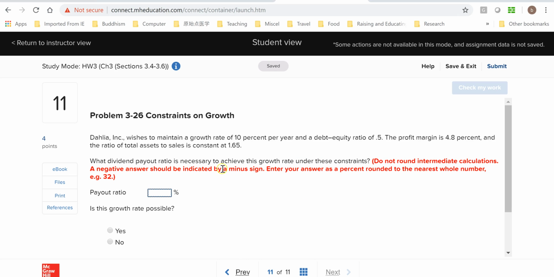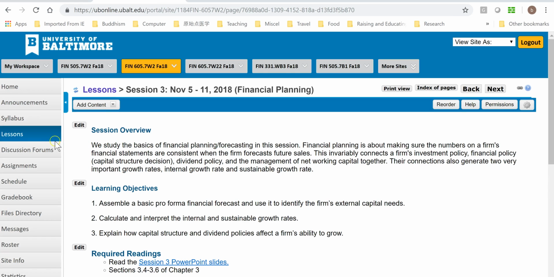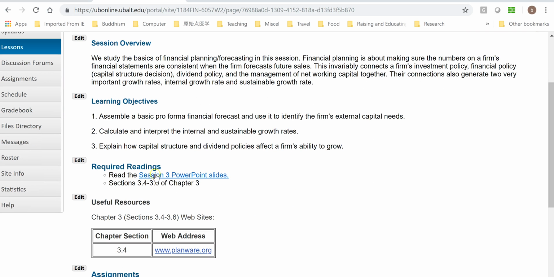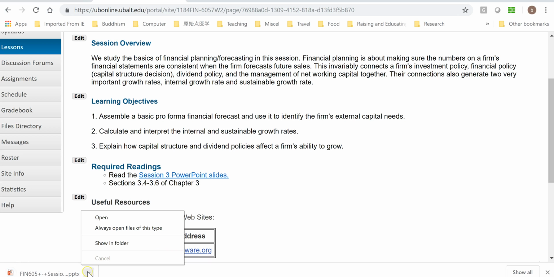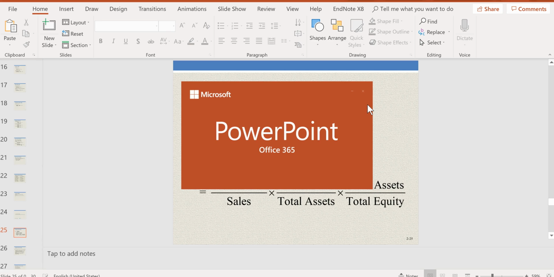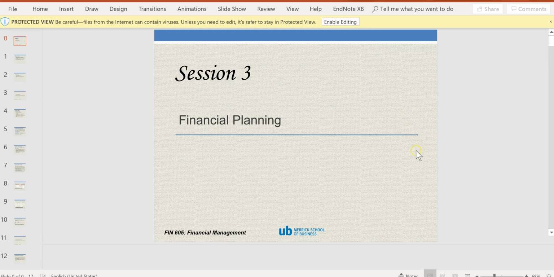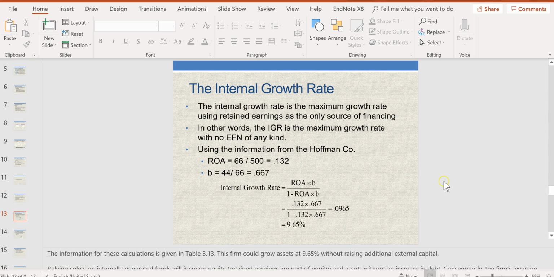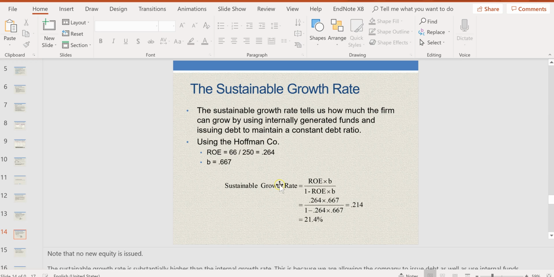We can pull out our lecture slides and find the formula from the lessons on our website, in session 3 under the required readings. Download it and open it. Then we go down and we have this sustainable growth rate. That's ROE times b. ROE is the return on equity, and b here is the profit retention ratio, which is actually 1 minus the dividend payout ratio.